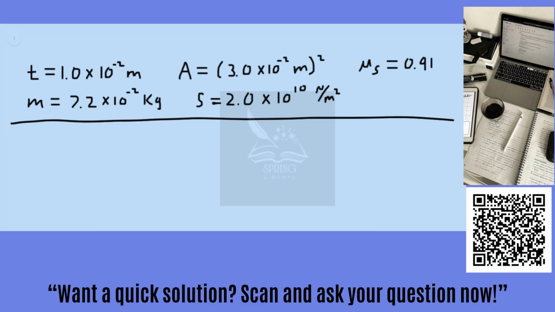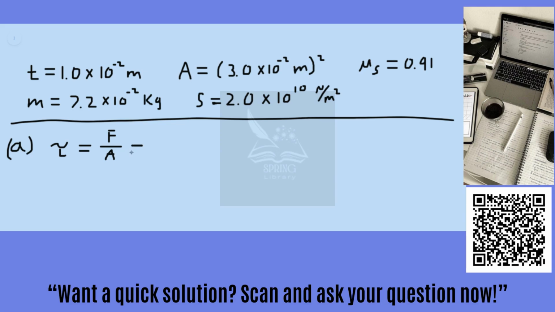Here we're told that the thickness of the plate is T, and it's 1 times 10 to the minus 2 meters, and each side has a length of 3 times 10 to the minus 2 meters, so the area of the square plate A is 3 times 10 to the minus 2 meters squared. Coefficient of friction is mu sub s, and it's 0.91. The mass is m, 7.2 times 10 to the minus 2. And the shear modulus, which we call S, is 2 times 10 to the 10 newtons per meter squared. For part A, it says determine the maximum amount of shear stress.